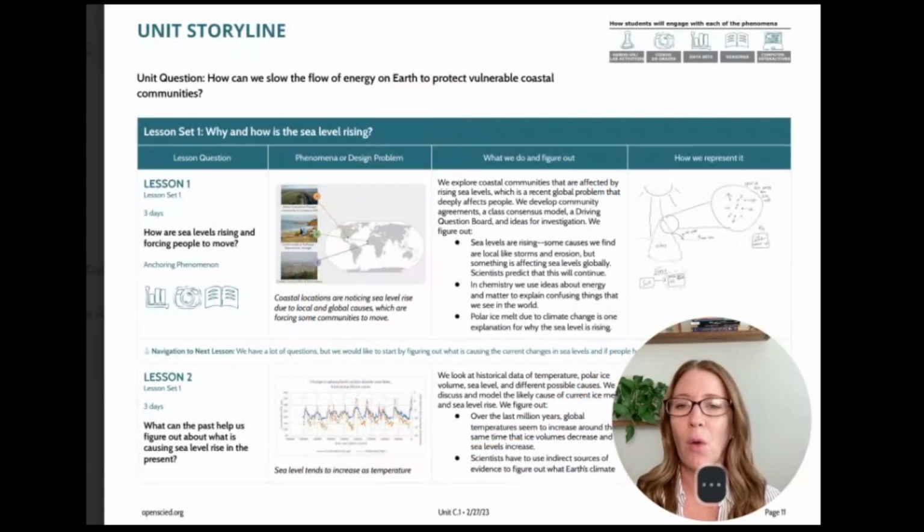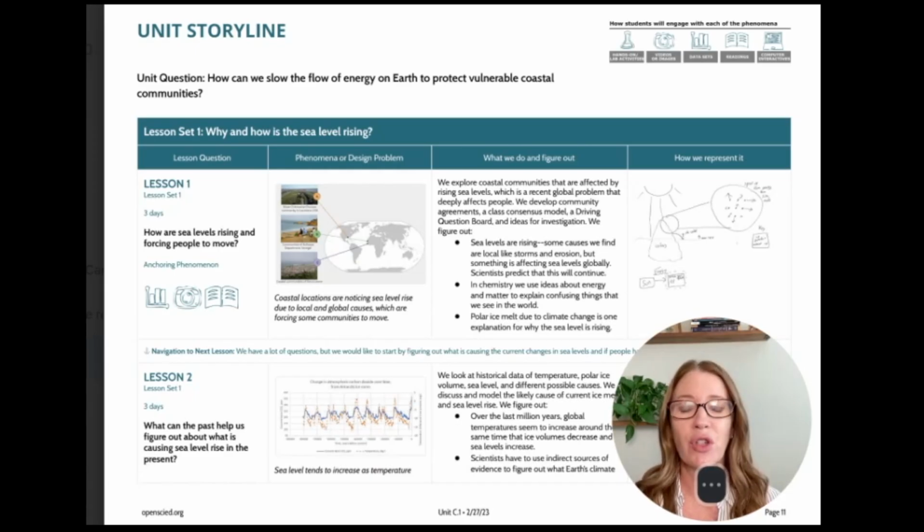In this video, I'm going to walk you through the unit storyline for Unit C1 developed by OpenSciEd. This unit is all about sea level rise and how it relates to climate change and carbon dioxide in the atmosphere. We get into ideas about light energy and heat and energy transfer. We also develop ideas about density and specific heat, and we calculate the amount of energy transfer to melt ice in a glacier. So that's kind of the big picture.